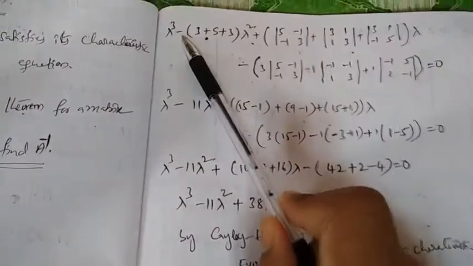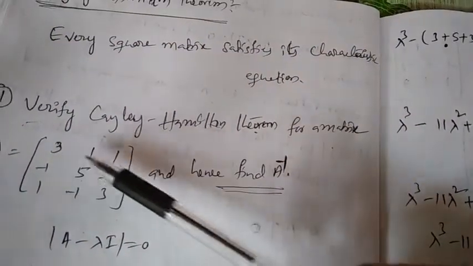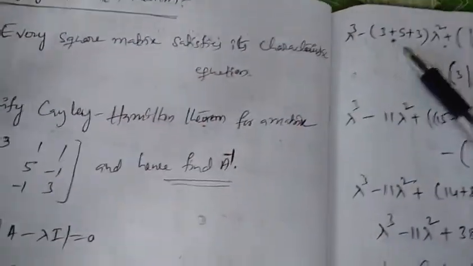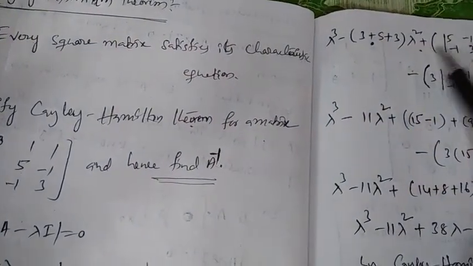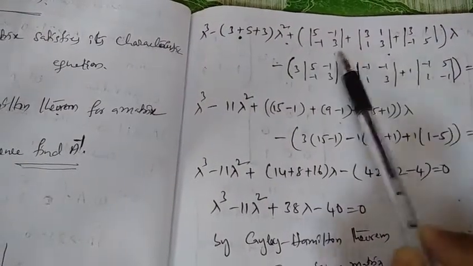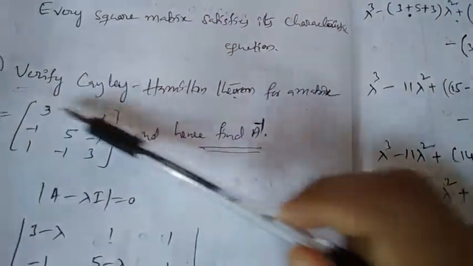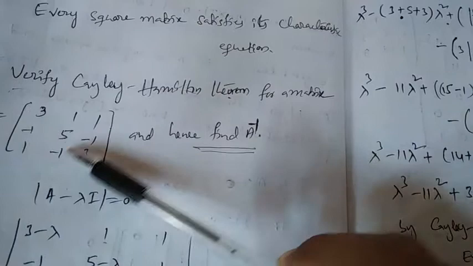Now apply that. Lambda cube, minus the sum of the diagonals, 3 plus 5 plus 3, into lambda square, plus the next diagonal cofactors. Here the first diagonal cofactor: delete this row and column, and the remaining entries give AD minus BC.